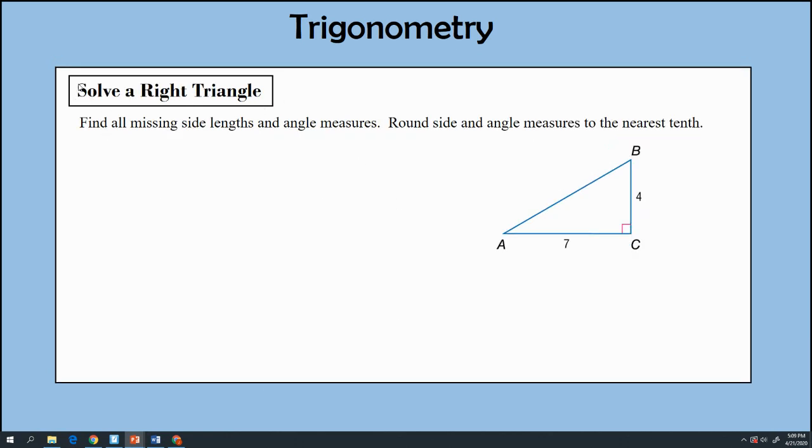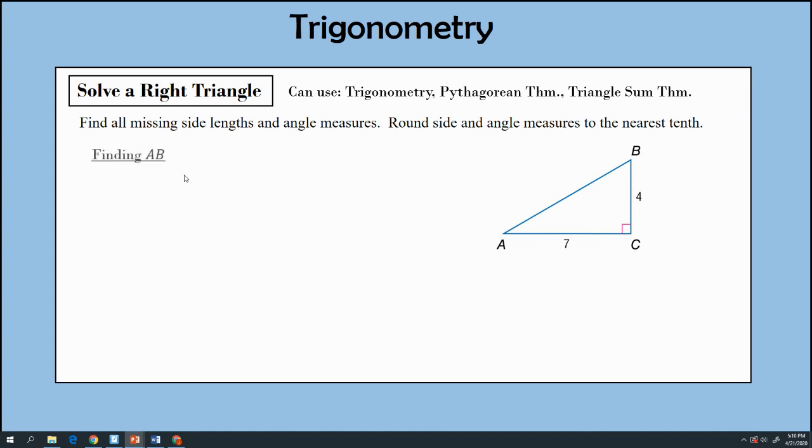Okay, last thing we're going to look at today is how we solve a right triangle. You'll get this instruction, solve the right triangle, and all that means is you have to find any missing side length, any missing angle measure. We're supposed to round everything to the nearest tenth. When you're asked to solve one of these, you can use trig, you can use the Pythagorean theorem, and you can use the triangle sum theorem. I would use all of these. You don't have to do it using all trig.